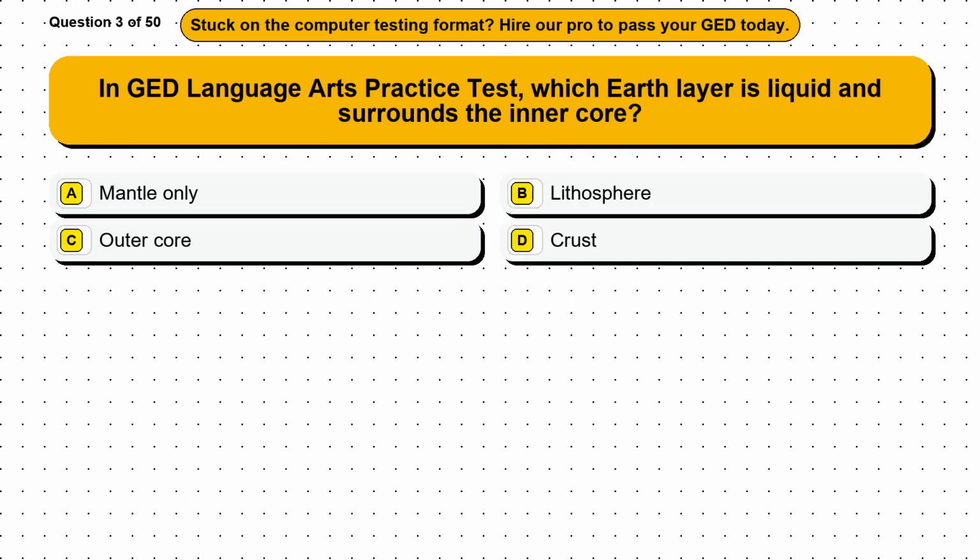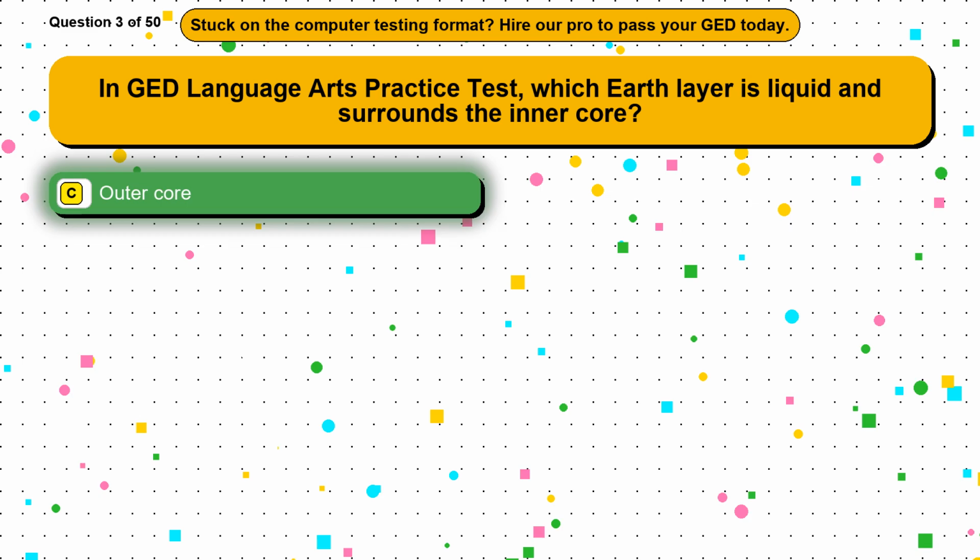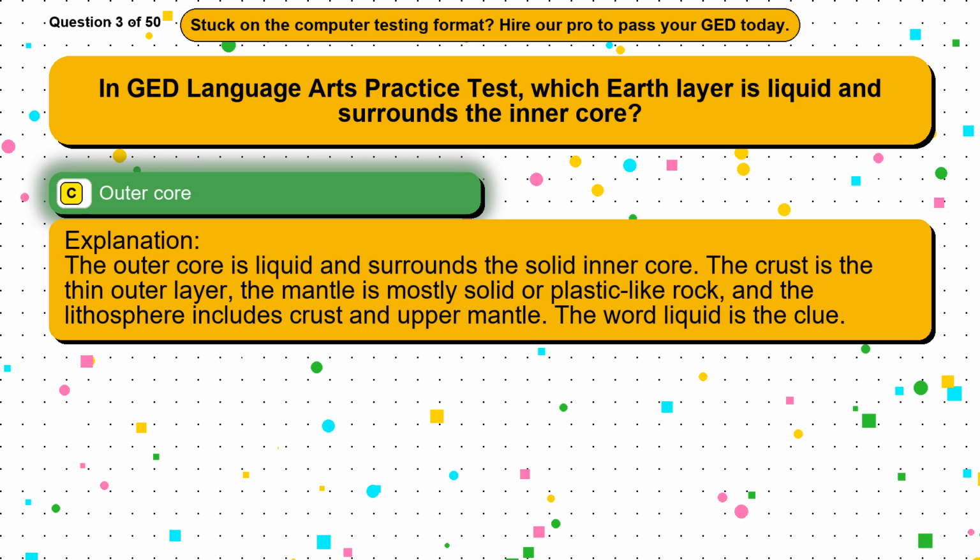Question 3. In GED Language Arts Practice Test, which earth layer is liquid and surrounds the inner core? Option A, mantle only. Option B, lithosphere. Option C, outer core. Option D, crust. The correct answer is option C, outer core. The outer core is liquid and surrounds the solid inner core. The crust is the thin outer layer, the mantle is mostly solid or plastic like rock, and the lithosphere includes crust and upper mantle. The word liquid is the clue.